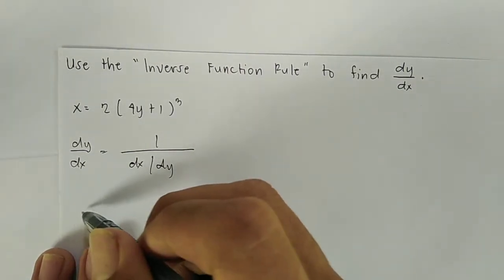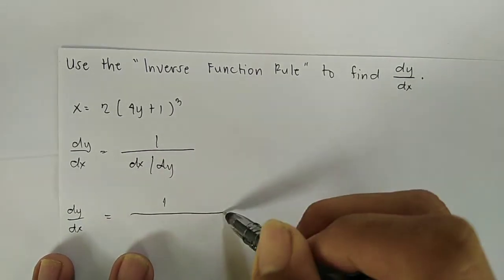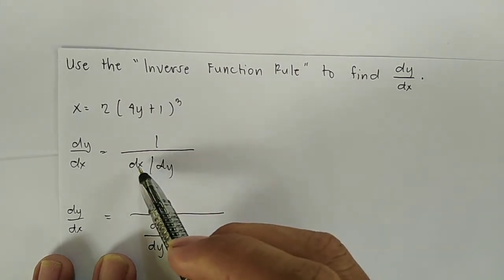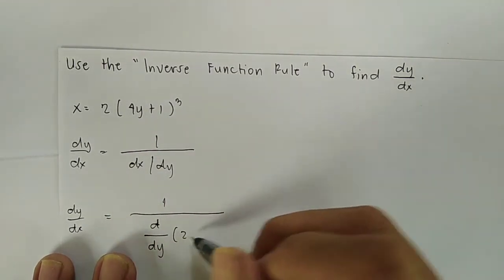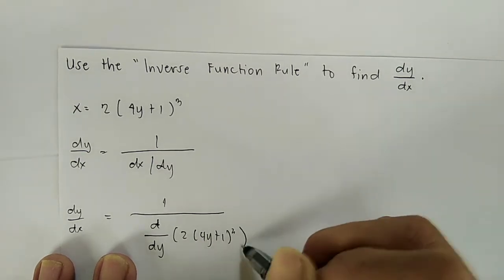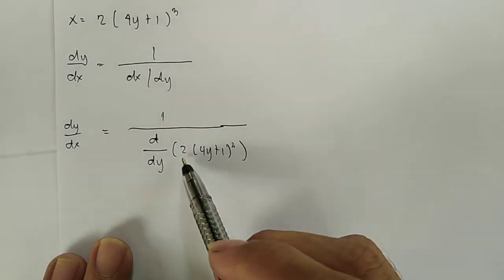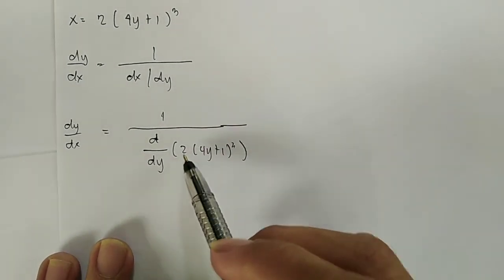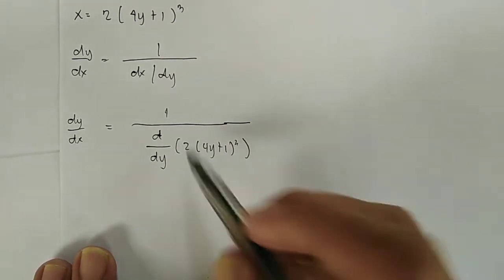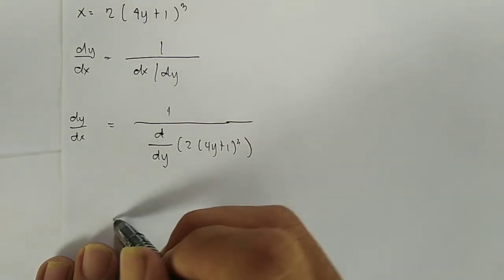So substitute natin yung function x, so 1 all over d over dy. So yung function x natin ay equal to 2 times the quantity of 4y plus 1 to the power of 3. So yan. Since may constant tayo dito na 2 or may numerical coefficient tayo dito, so maaari natin yung tanggalin bago natin kunan yung derivative ang buong expression. Or isulat muna natin yan bago ang pagkuha ng derivative ng expression.